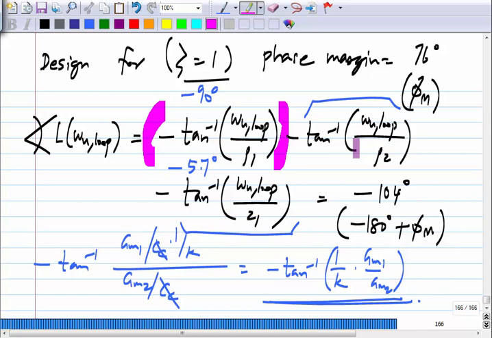So phase lag. Earlier we just pretended that the zero was not there and threw all that 14 degrees into P2. So this tan inverse of omega u loop by P2 was 14 degrees, which gave you 1 by 4. Over here, omega u loop by P2 should be 1 by 4. Now, this zero is not difficult to calculate, instead of 14 degrees.